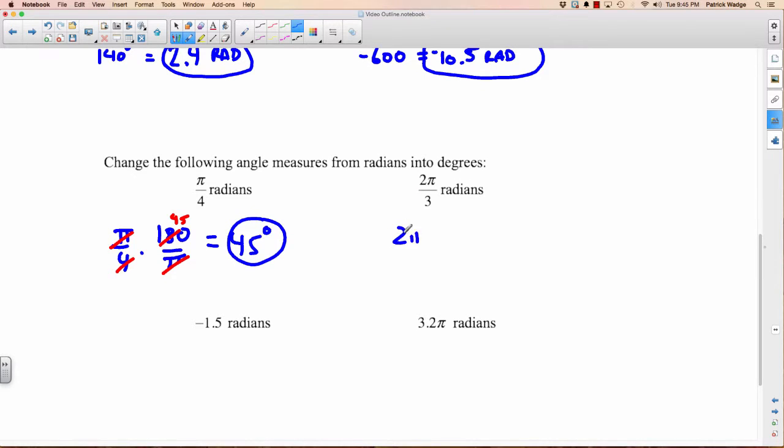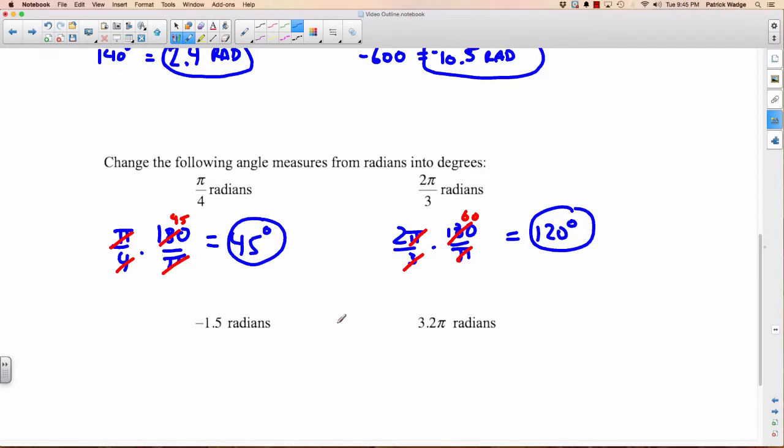Same with this one, 2 pi over 3. We're going to switch it to degrees, so we multiply by 180 over pi. The pi's will cancel out. Nice. 3 and 180, we can divide them both by 3, so that's just 1 down there. This is now 60. 2 times 60 equals 120 degrees.